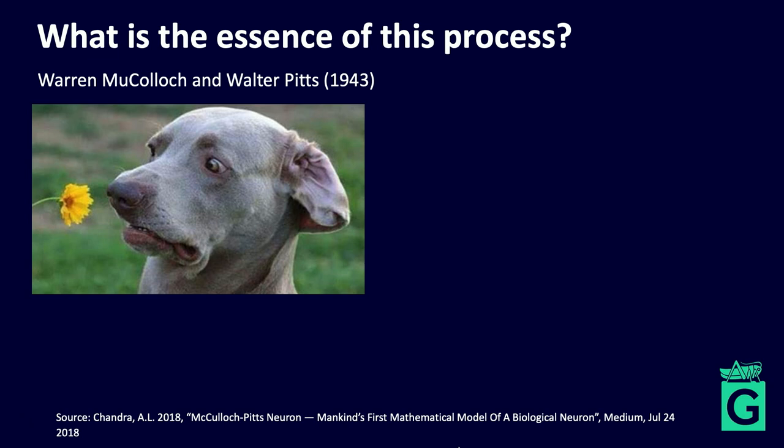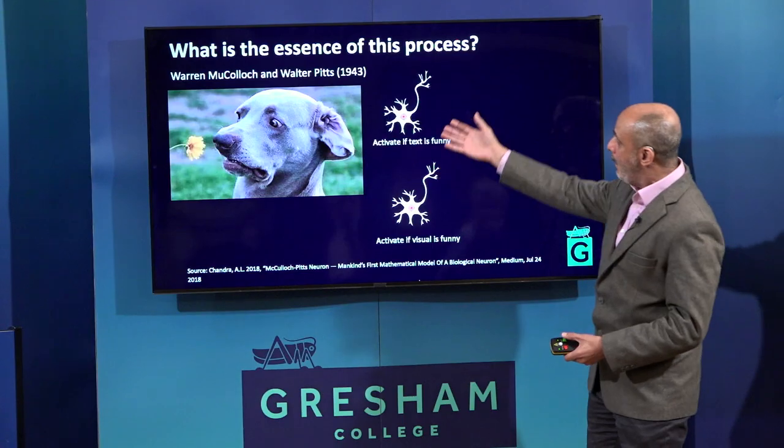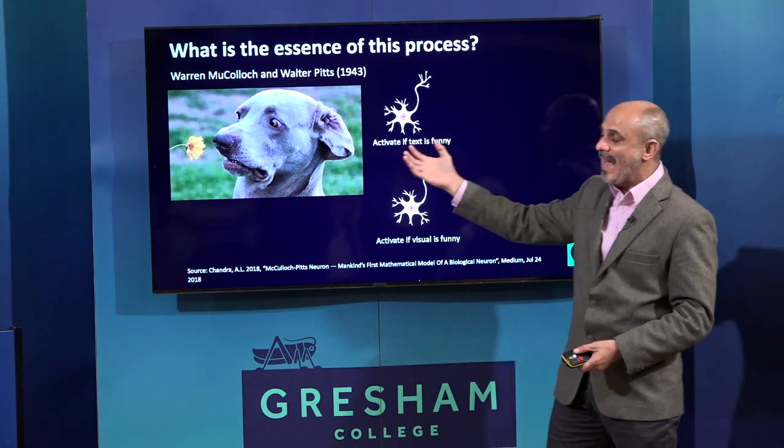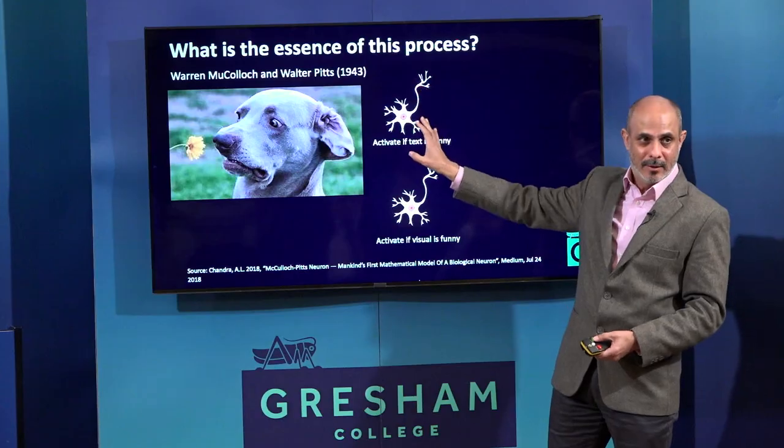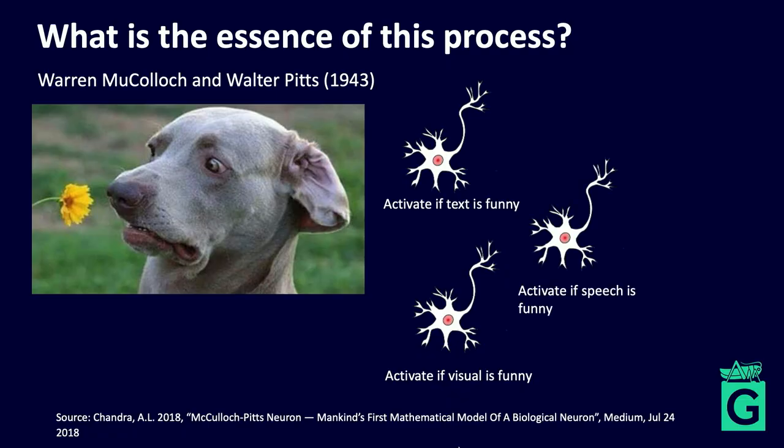But how are you having that emotion? Well, one model of the way the brain works is very simple. Maybe you have a group of neurons that activate if the visual is funny. So that group of neurons is activating here. Maybe there's another group of neurons that activate if the text is funny. There's no text on this, so that group of neurons will not be activated. Another one will be activated if the speech is funny.